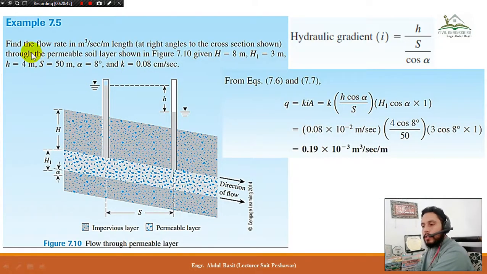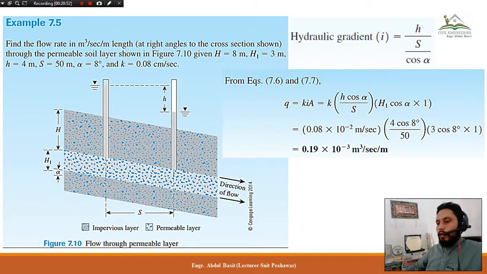Here it is, the statement is given in numerical 7.5. This is again the example taken from Baraja Ahmed's book. Find the flow rate in meter cube per second per minute. So here it is a bit of a change from the previous numerical, where the unit required is meter cube per second per minute. In the previous numerical it was meter cube per hour per meter, at right angle to the cross section through the permeable soil layer shown in figure 7.10.